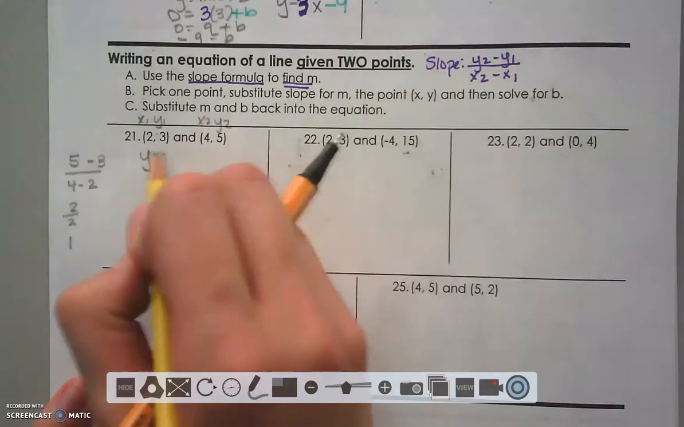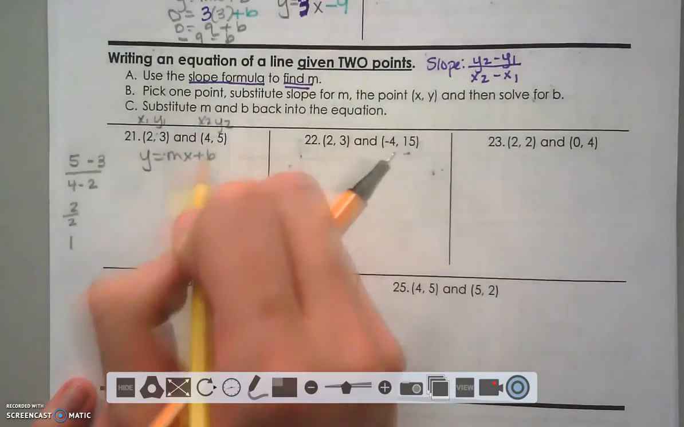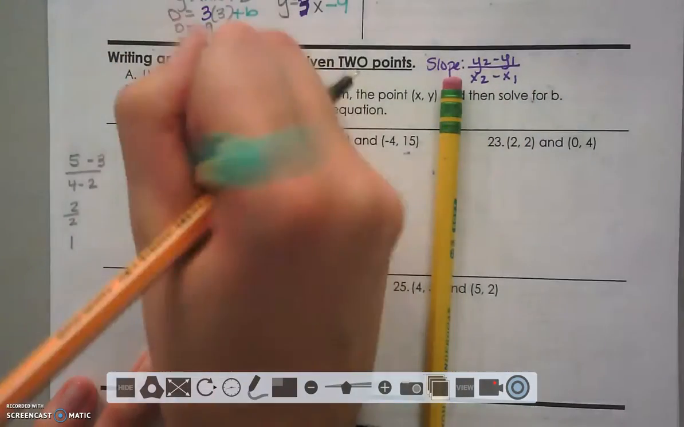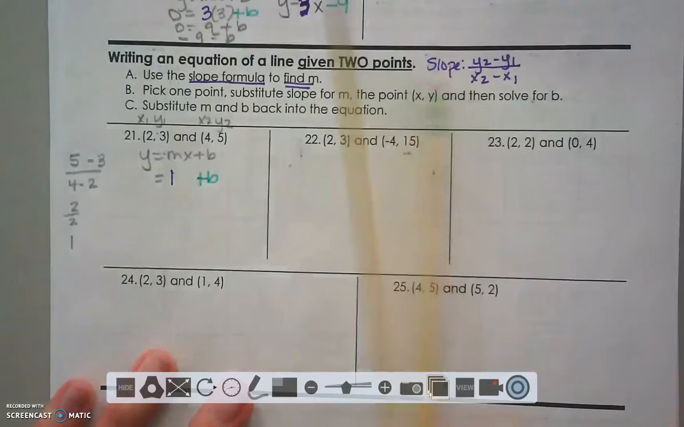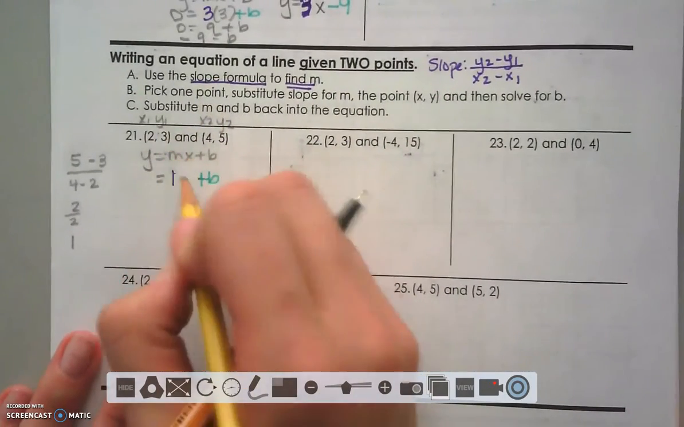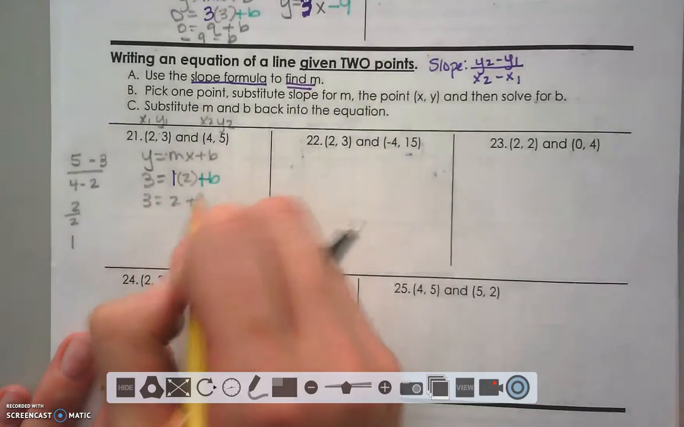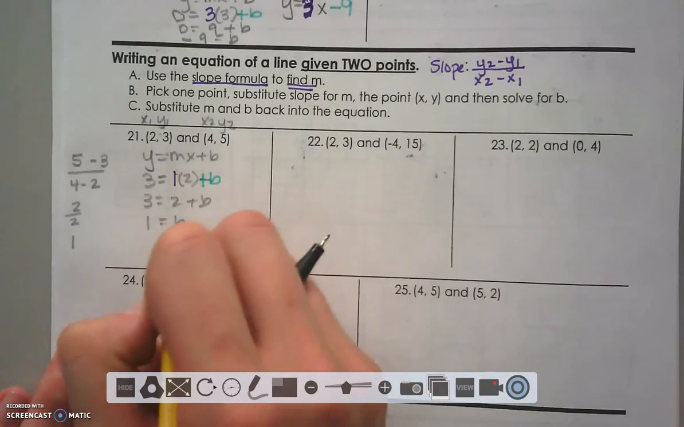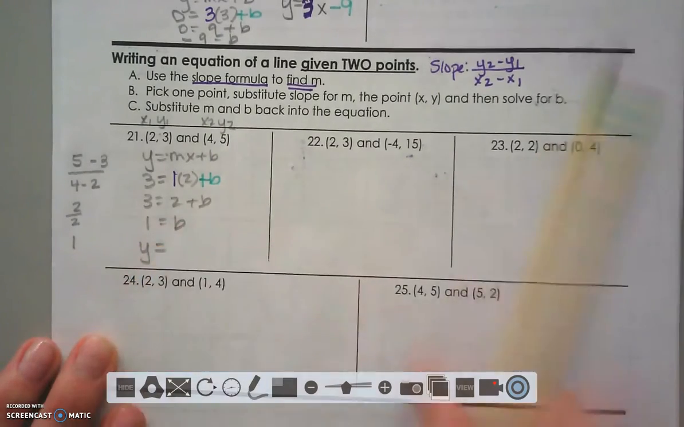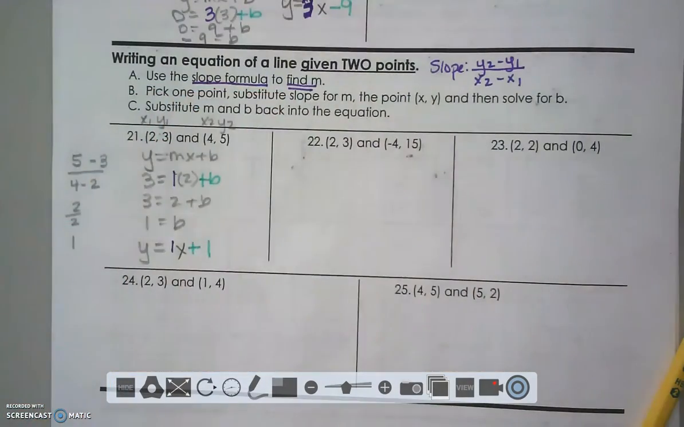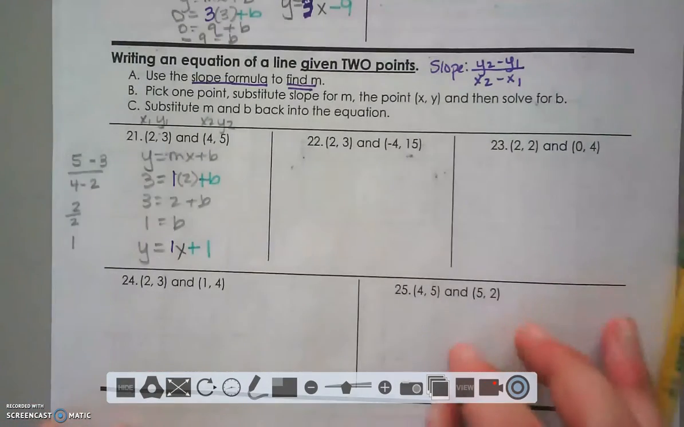So we'll say y equals mx plus b. So again, my slope we just found is 1. We don't know my y-intercept. And I can pick either of these points. I'll just pick the first one, 2, 3. So 3 equals 2 plus b. 1 equals b. So we can write y equals 1x plus 1. Okay, there's the equation of my line. I'll do 24 and let you practice the others.